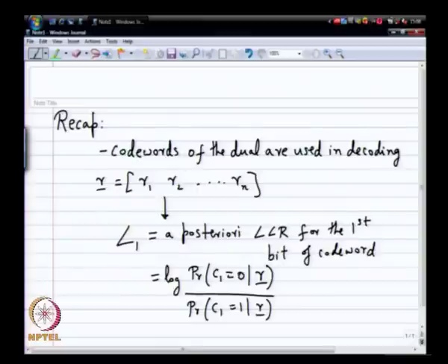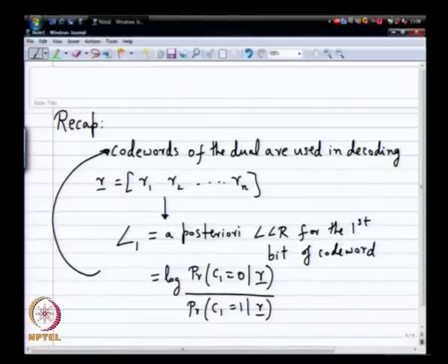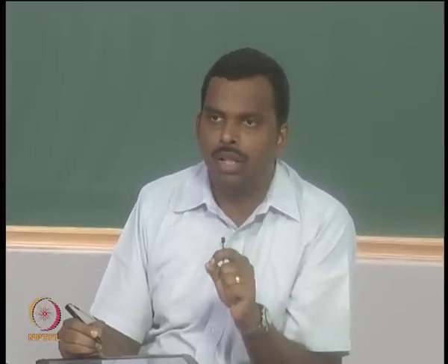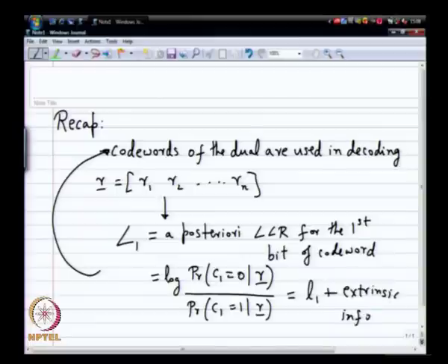A useful way of simplifying that is to look at code words of the dual. Each code word of the dual which involves bit 1. What do I mean by saying involves bit 1? In the first position it should be 1. If you have any code word of the dual which has a 1 in the first position, that can be used to get some extrinsic information about the first bit. So the idea was to write this as L1 plus extrinsic, and then you split this extrinsic information over every code word of the dual which involves the first bit, or which checks the first bit.